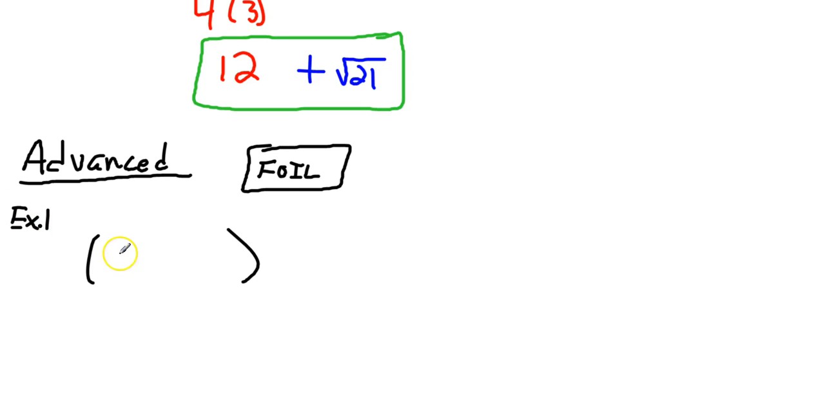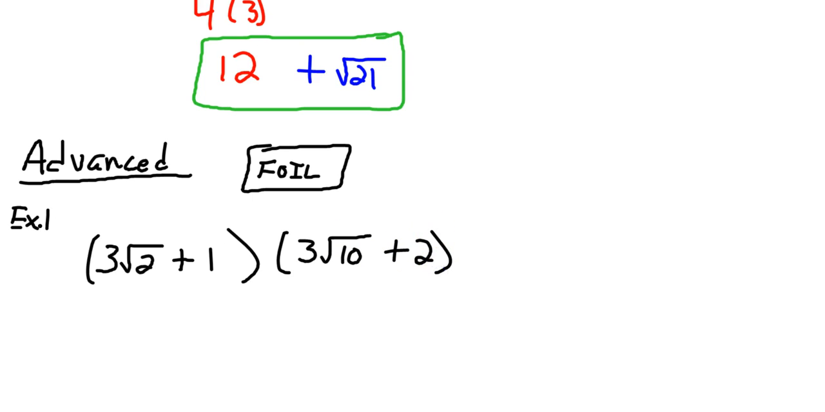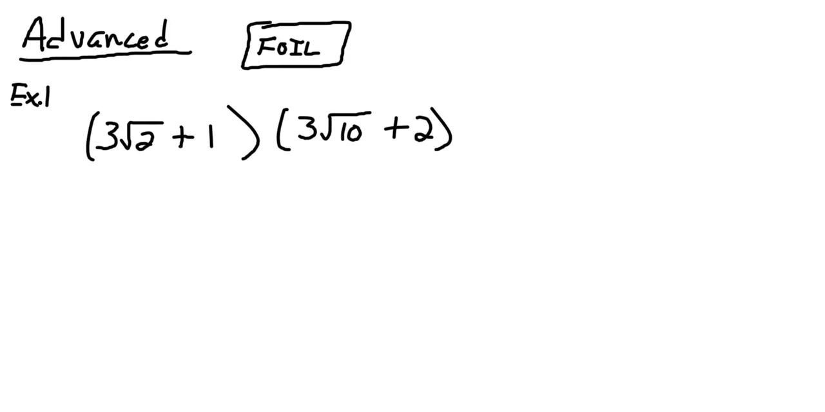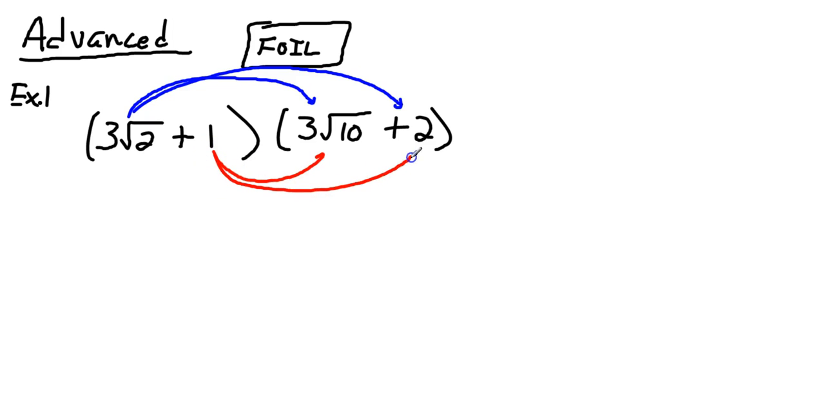Okay, so let's go 3 square root of 2 plus 1 times 3 square root of 10 plus 2. Okay, so multiplying by 3 square root of 2, we'll do that one in blue. Multiplying by the 1, well, that's going to be easy, but we'll do that in red.